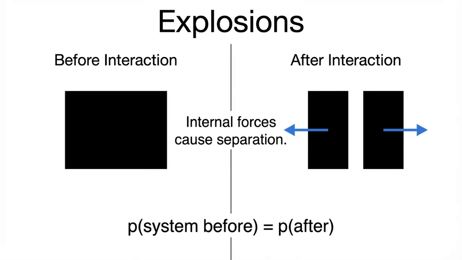In an explosion, a single object splits into two or more parts that move away from each other due to internal forces. Before the explosion, the system is one whole object with a certain momentum. After the explosion, the object separates into pieces that move in opposite directions, but importantly, the total momentum of the system remains the same as it was before. This is because the forces causing the separation are all internal, so no external forces affect the total momentum. Essentially, the momentum before the explosion equals the sum of the momenta of all parts after the explosion, ensuring momentum is conserved even as the pieces scatter.